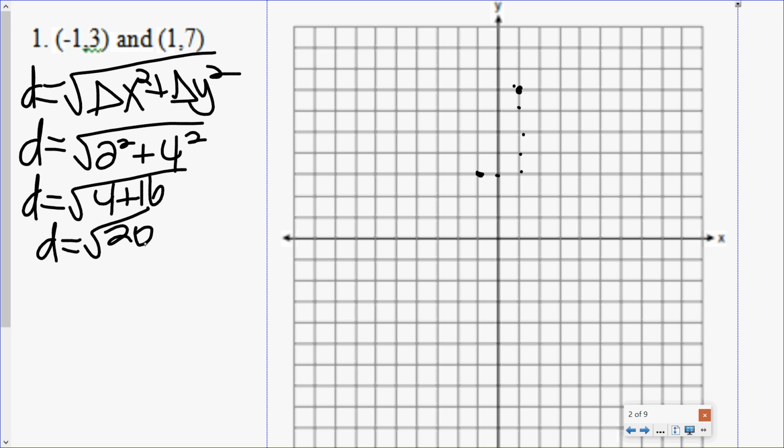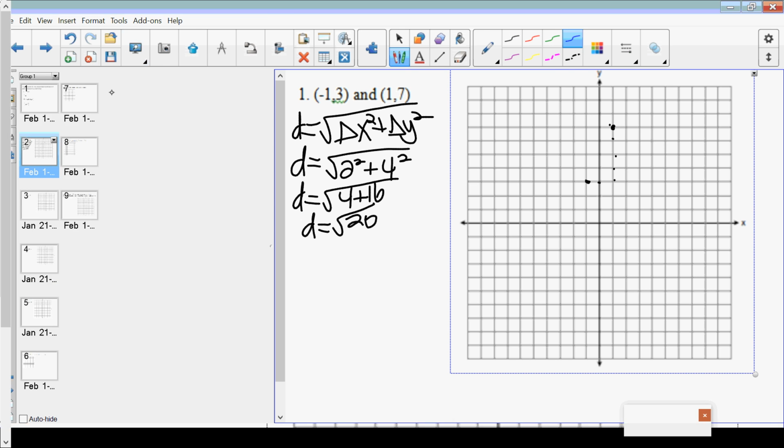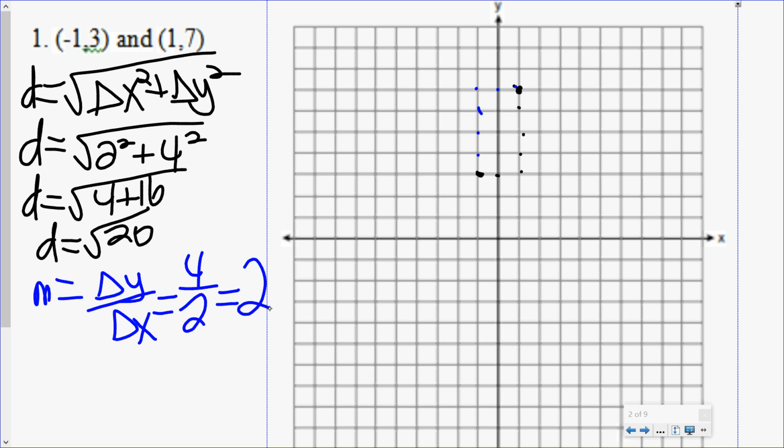Again, I'm not concerned with reducing the radical here. I'm just concerned about the calculation. Slope. Slope equals delta y over delta x. It's the same delta y and delta x that we use in distance. It's just a different formula with them. 1, 2, 3, 4. 1, 2. You do want to reduce slope if possible. 4 over 2 is 2.